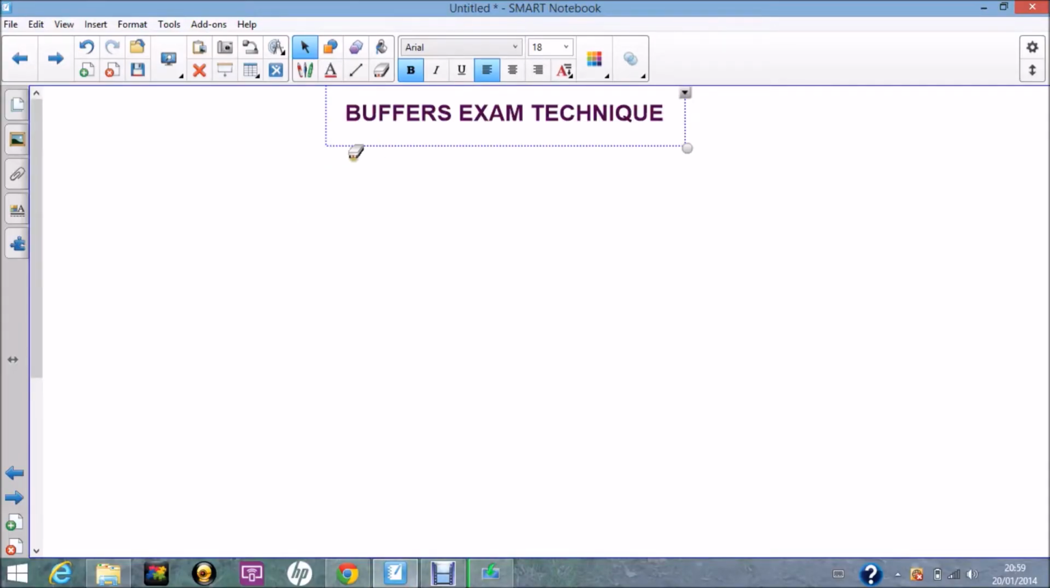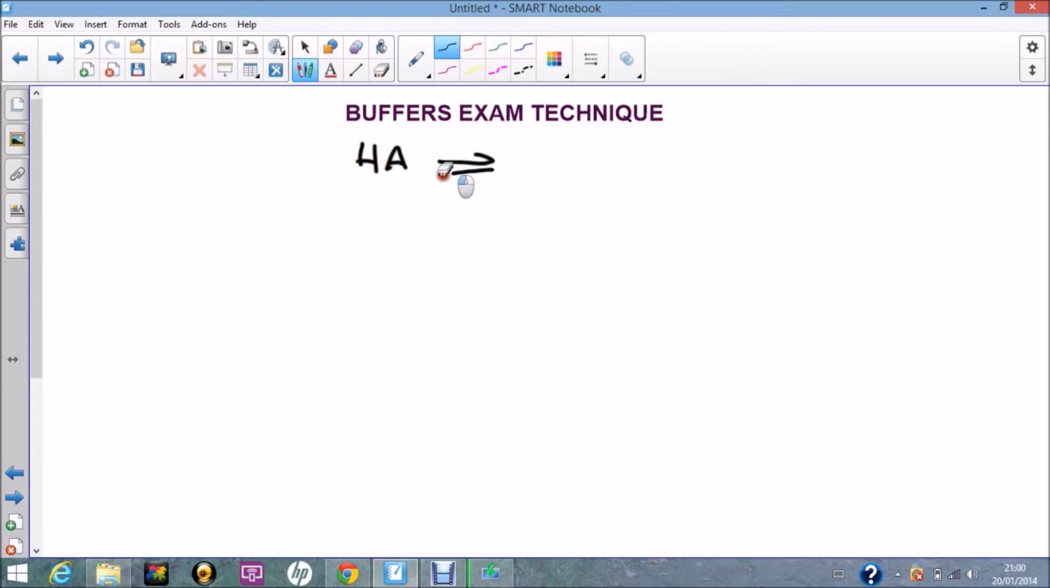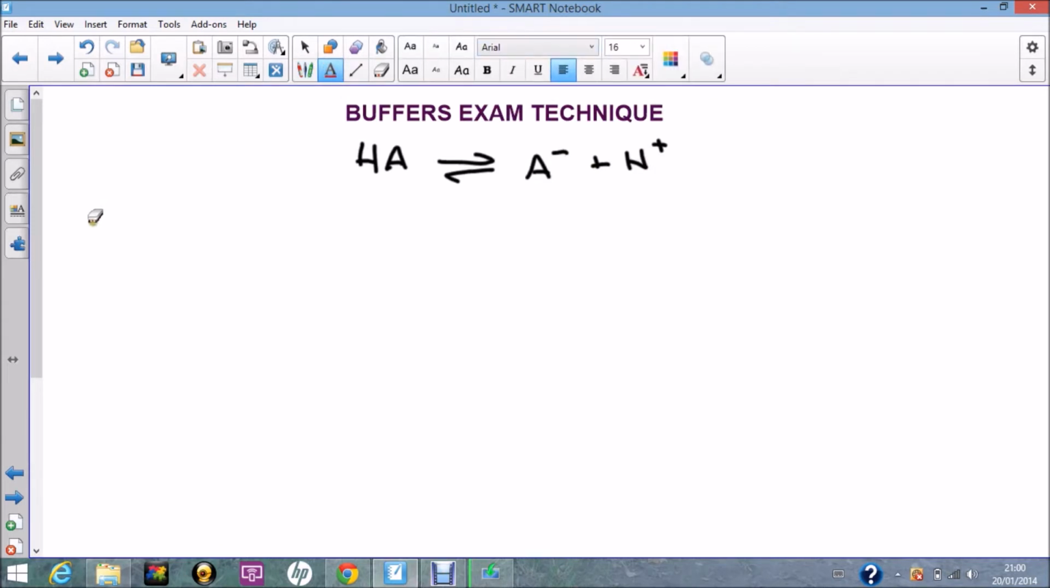In this video we're going to go through the exam technique for answering buffers questions relating to how buffers are made and how they work. So if we start off by thinking about buffers in general terms, we've got a weak acid which dissociates to give us the conjugate base and H+ ions, and that would be our buffer equation.